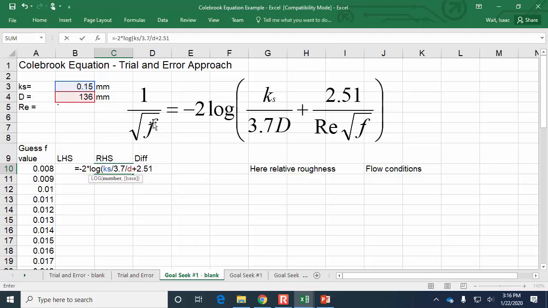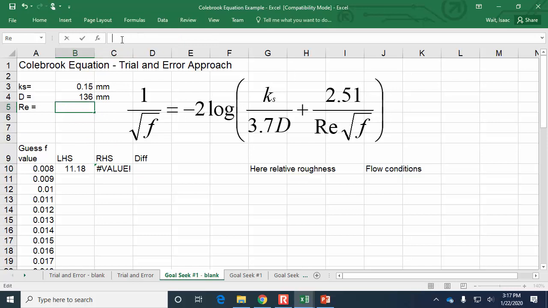So 2.51 divided by Reynolds number times the square root. Now this is where I finally reference the value that's here. This is the f value. Okay, so I need to make sure that I've closed all the parentheses. And so, looks like I've got some issue. The problem is I don't have a Reynolds number.